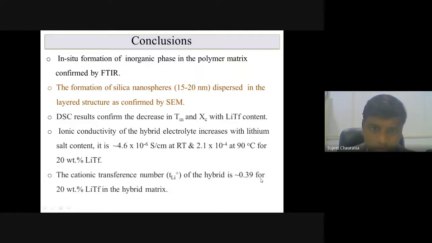The cationic transport number of the hybrid electrolyte containing 28% of the lithium salt is found to be 0.39. From the above discussion, we can see that these synthesized organic inorganic hybrid electrolytes can be used as a separator membrane in various electrochemical devices like lithium ion batteries, supercapacitors, and solar cells, etc.